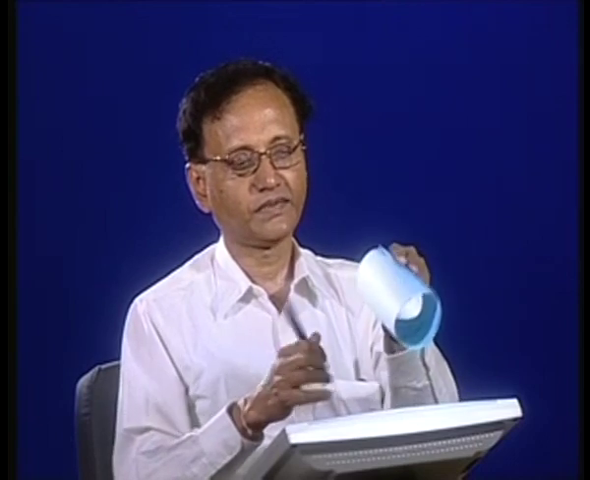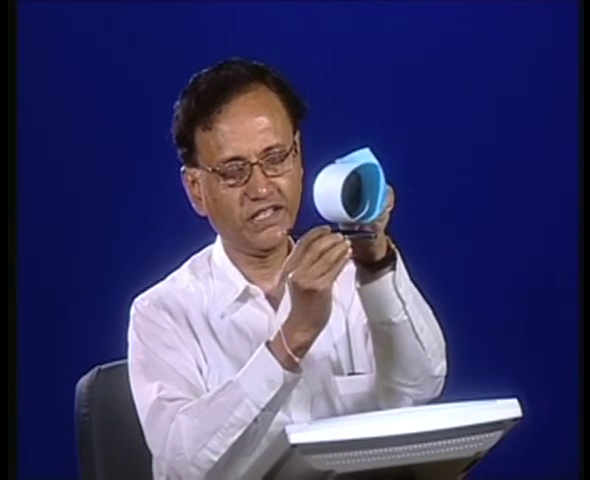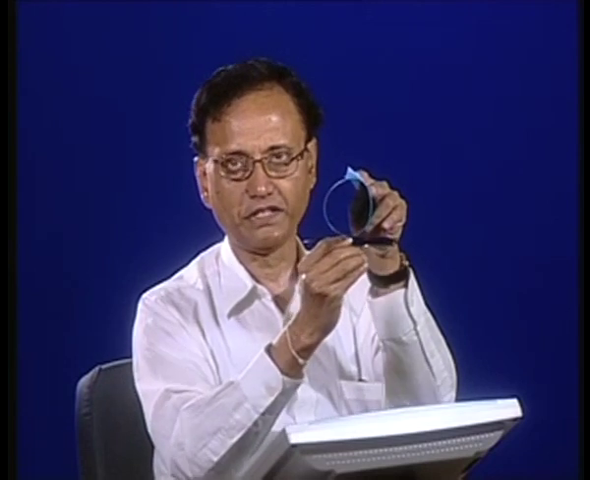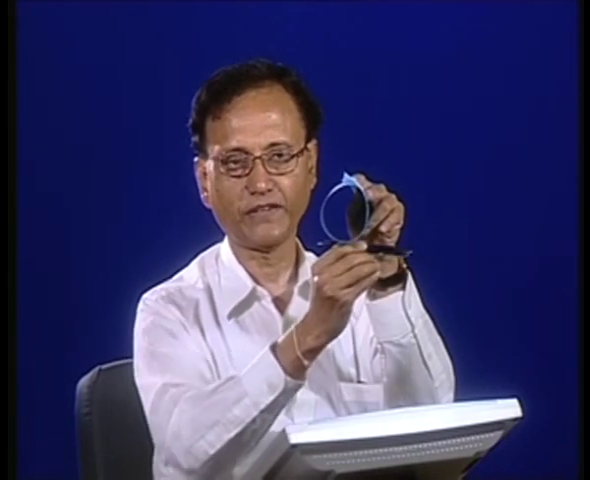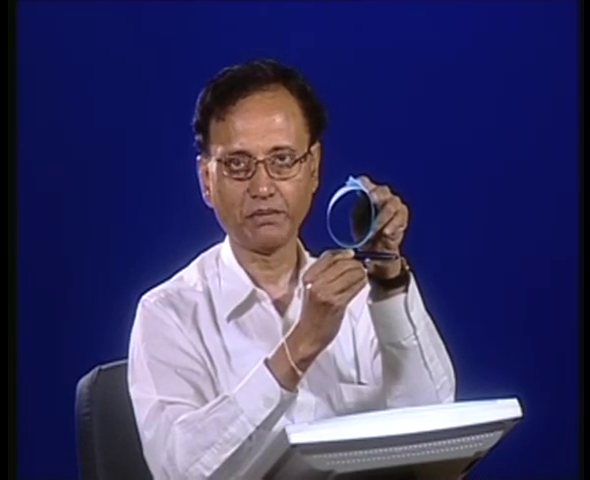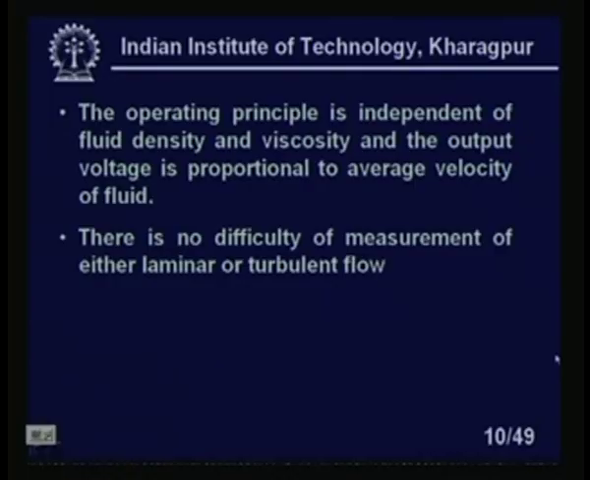If I again take this example, a conductor of length L is moving inside a magnetic field. We can assume that conductor of length L is moving inside this pipe with a velocity V. We apply Faraday's law of electromagnetic induction using those principles. A conductor of length L, which is the inner diameter of the pipe, moving with a velocity V under the flux density B. Clear? So there is no difficulty in measurement of either laminar or turbulent flow.